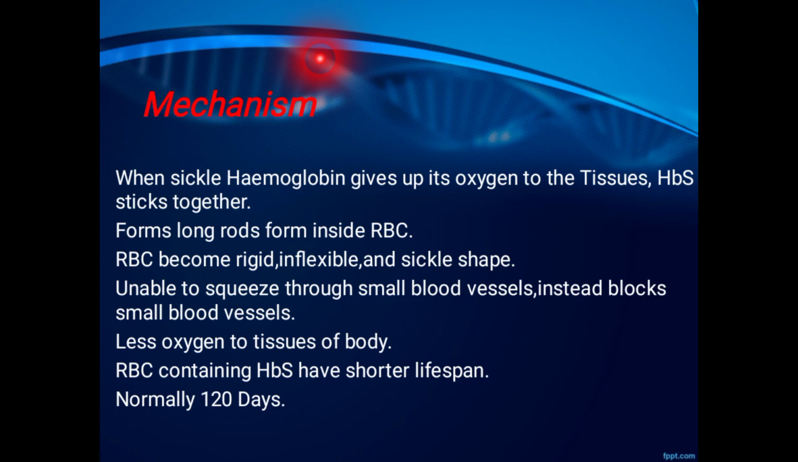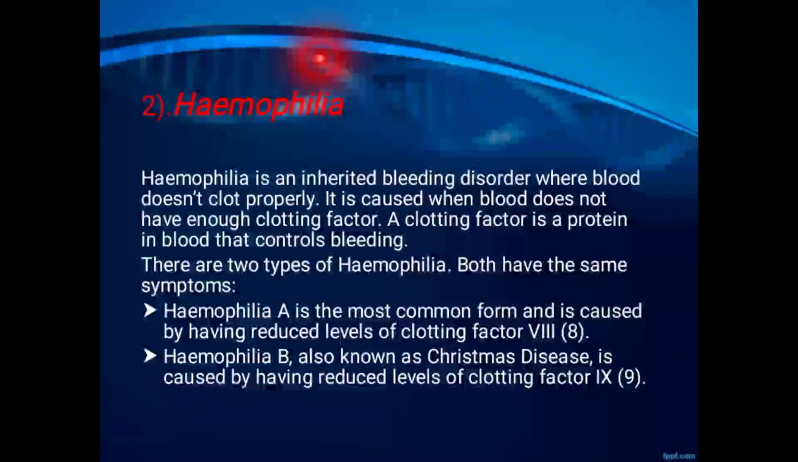And the second example of this disease is hemophilia. Hemophilia is an inherited bleeding disorder in which blood doesn't clot properly. It is caused when blood does not have enough clotting factor. A clotting factor is a protein in the blood that controls bleeding. There are two types of hemophilia. Both have the same symptoms. Hemophilia A is the most common form and is caused by having reduced levels of clotting factor 8. The second one is hemophilia B, also known as Christmas disease, which is caused by having reduced levels of clotting factor 9.